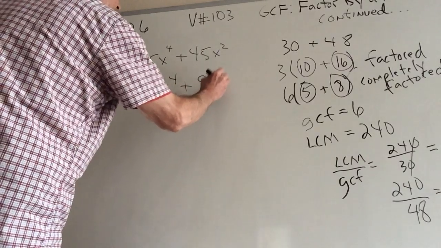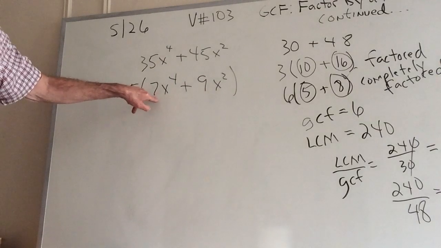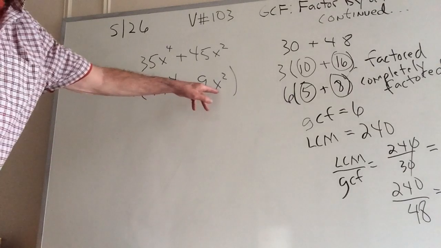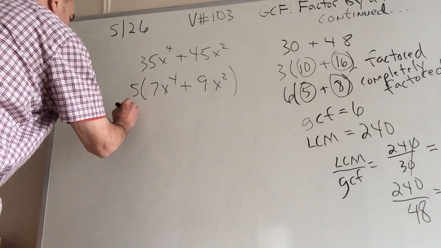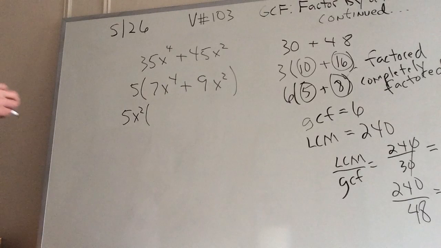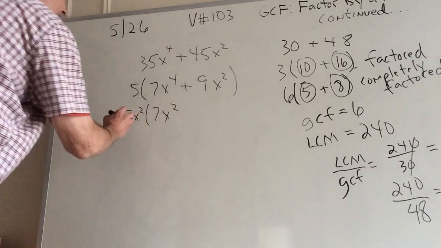And I check myself right away. 7 and 9 are coprime because 7's a prime number, so it can only share the one of these two numbers. But what else do they share? It's pretty obvious that they share what? X squared. So I extract, we're using that word again like you would a tooth, right? And what's left over here? Well, 7x squared. Check yourself backwards.